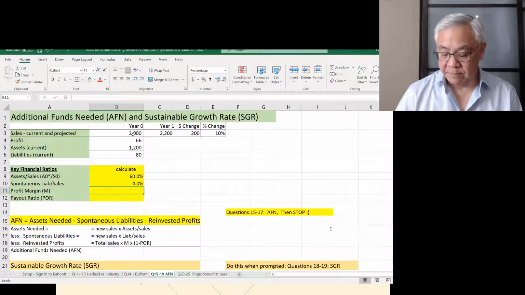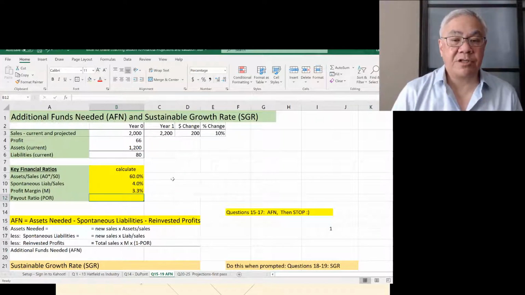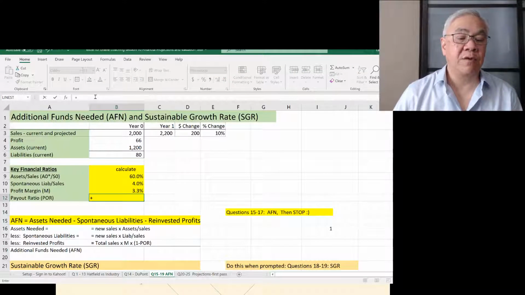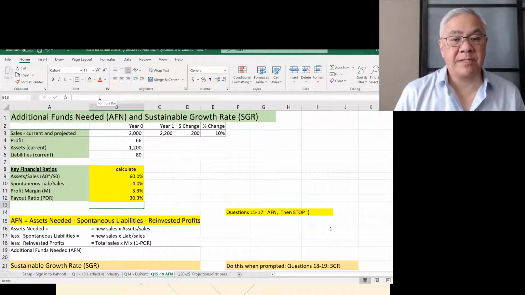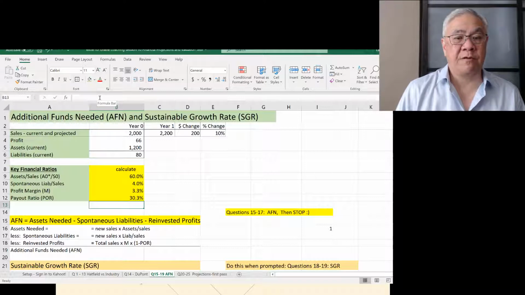And those are from our vendors or our employees or our normal business associates, but not from debt. And the profit margin, that is net income divided by sales, which is 3.3%. Next is the payout ratio. We're given that the dividends were $20 and our profit is 66. So the ratio is that we pay out $20 for the $66 that we earned. So the payout ratio is 30.3%, which means that for every dollar we earn, we pay out to our shareholders 30.3%, which means the flip side, we keep the difference, or 69.7%, in the company for funding its growth.